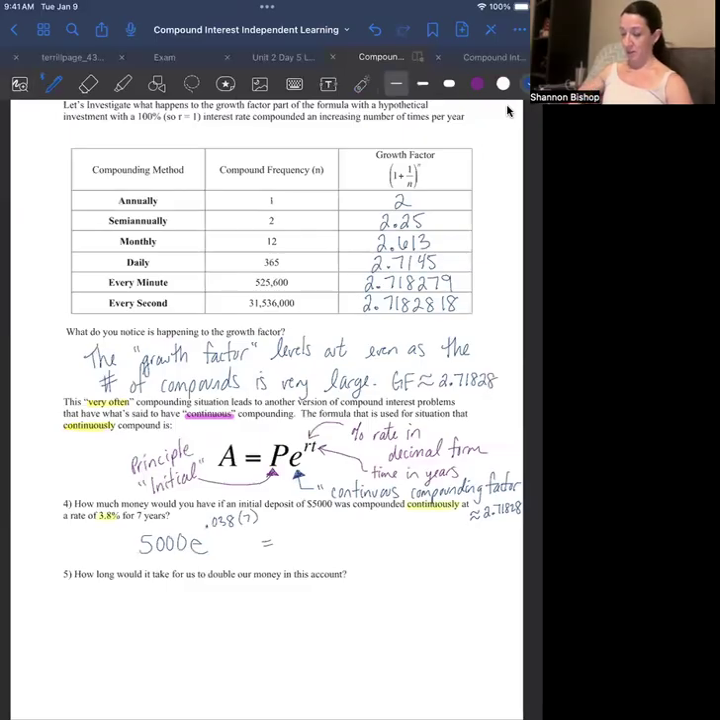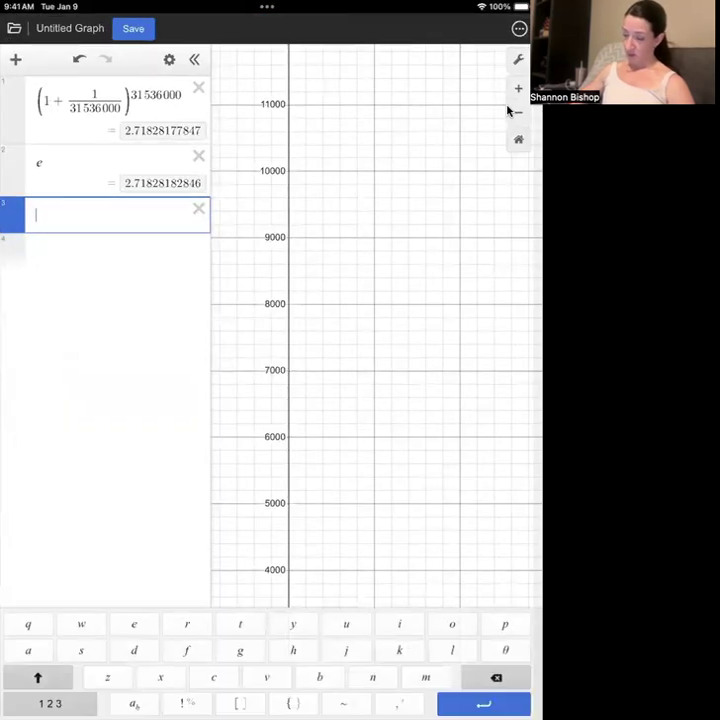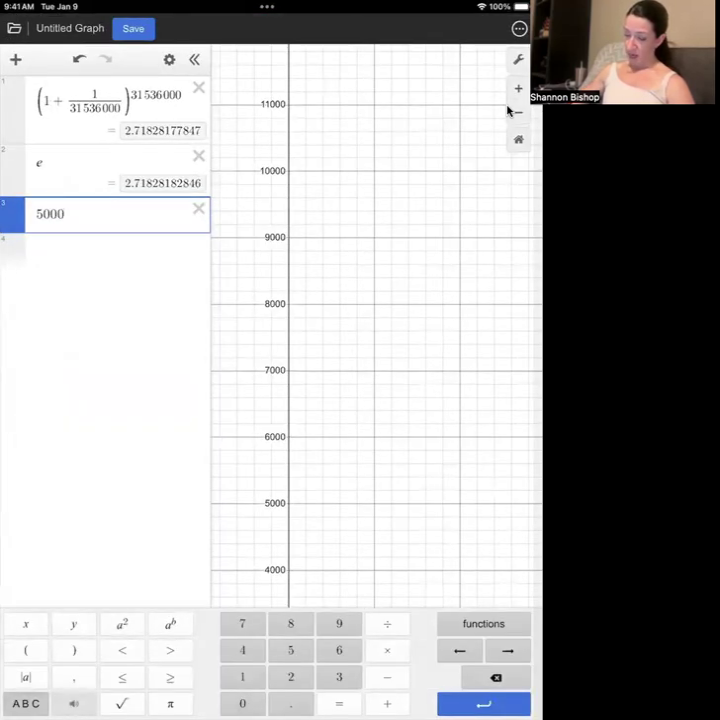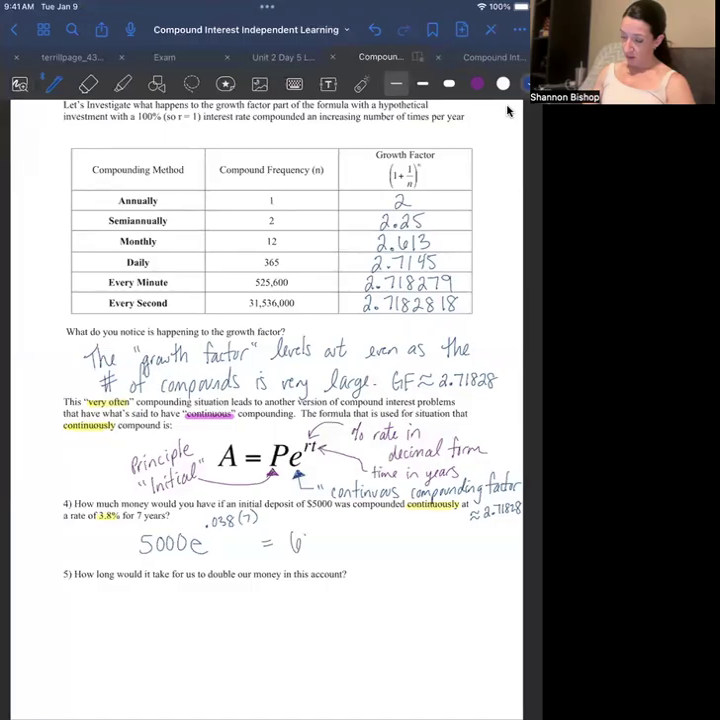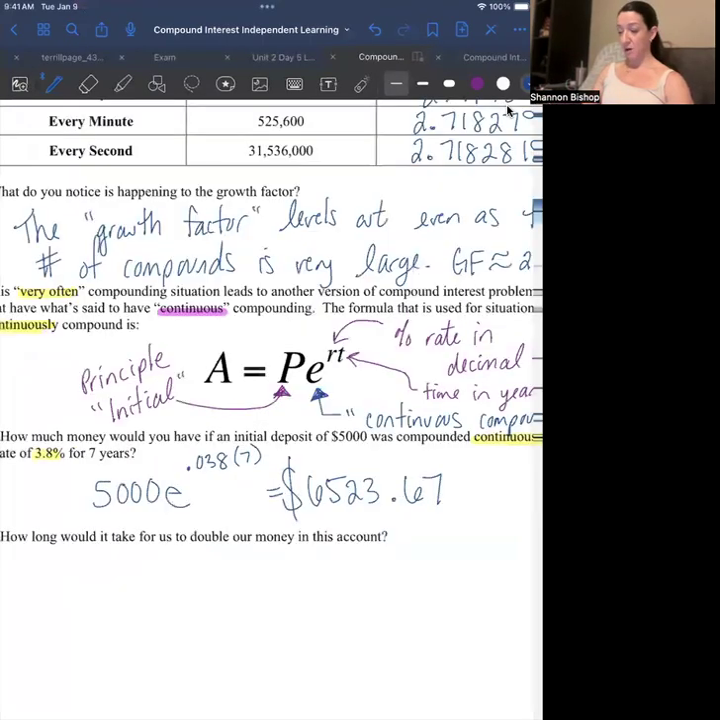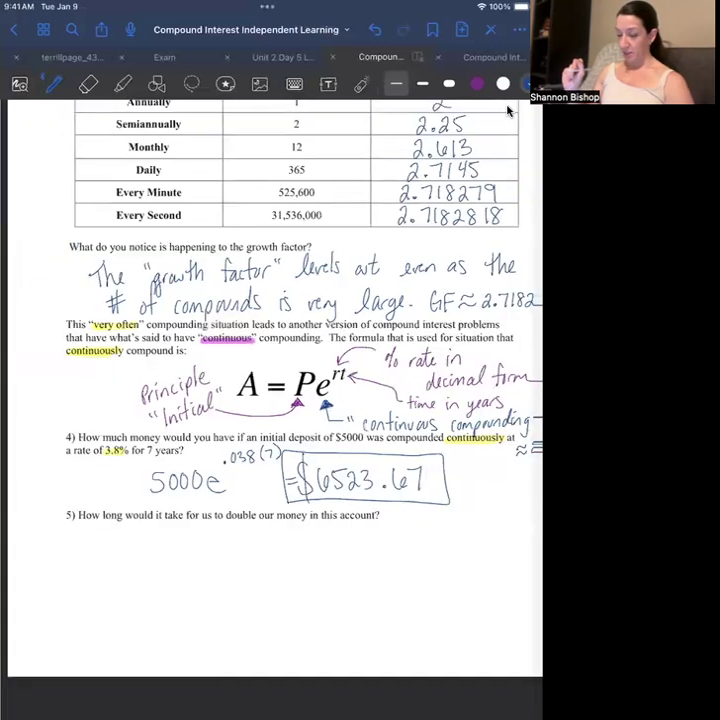So if I just type all this in Desmos, 5,000, I'm going to zoom out. There we go. So 5,000 e to the 0.038 times 7. There we go. 6,523.67. That is how much money would be in that account if it was compounded continuously for 7 years.